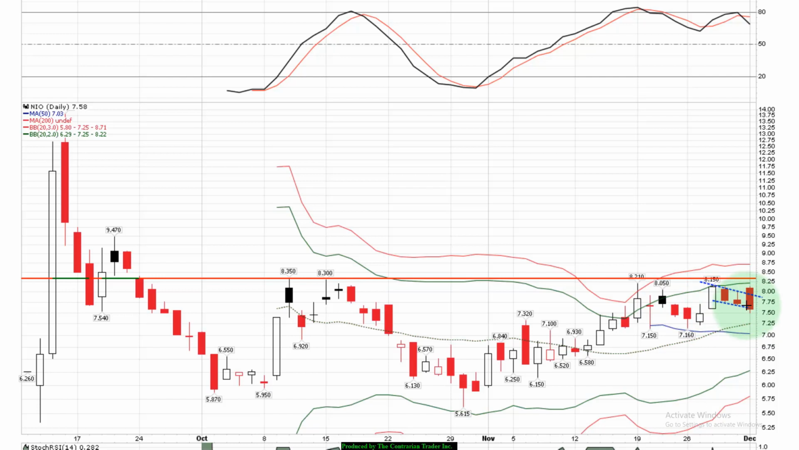If we make another continuation move lower today, you'll want to avoid these shares. However, if we pop higher and recapture this lower band of support, well, then you may be able to put on a small trade to the long side with a stop right below the lows of Monday, and then add more as we begin to break out above these resistance levels.